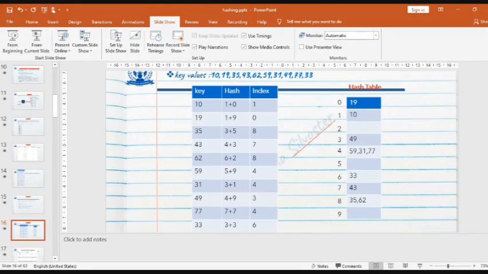Similarly, you have to repeat it for the other numbers. The next number is 19, so the digits are 1 and 9. So the hash is 1 plus 9. What is 1 plus 9? You will get 10. Take the unit place, so you get index 0. Okay, I think you got the step. Complete the steps up to 33.